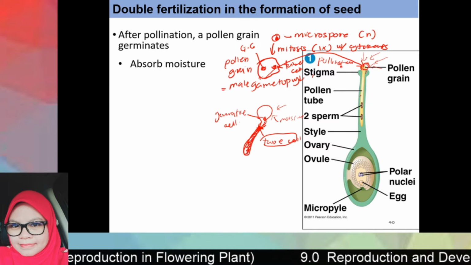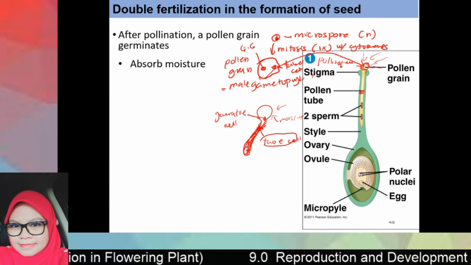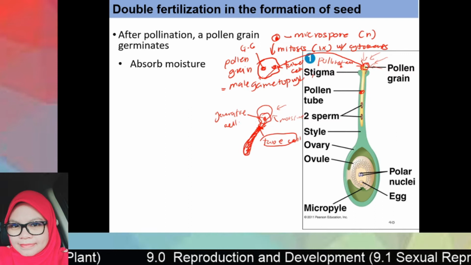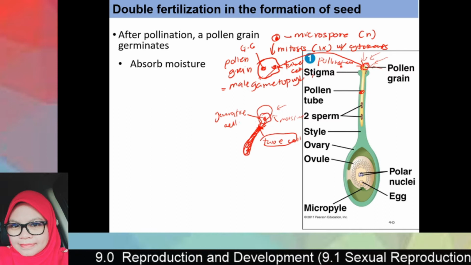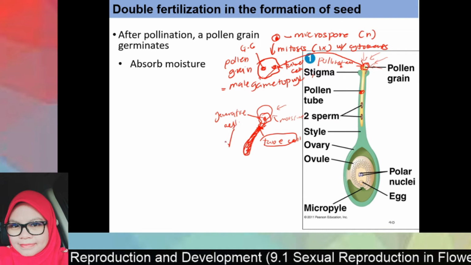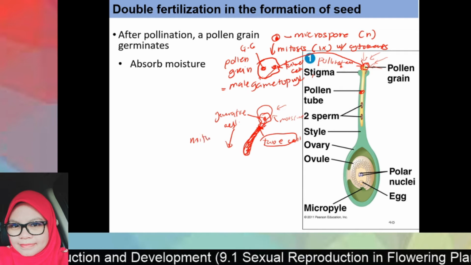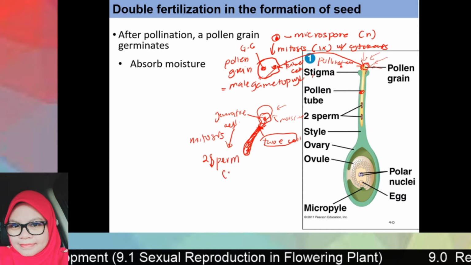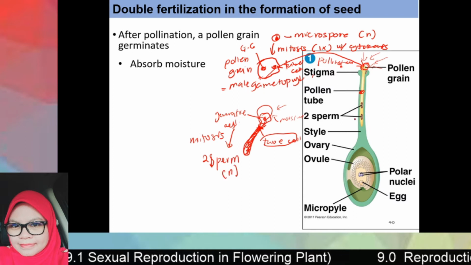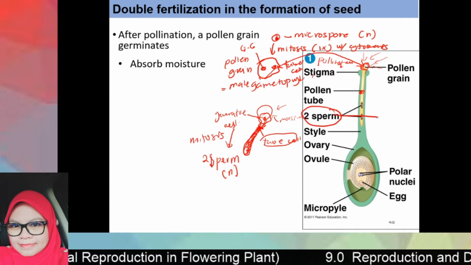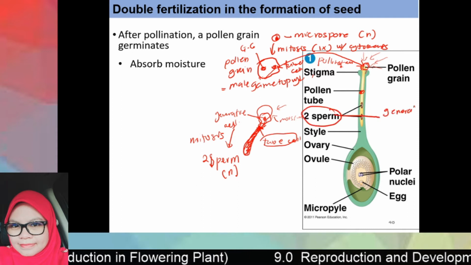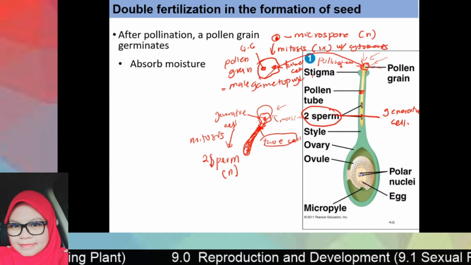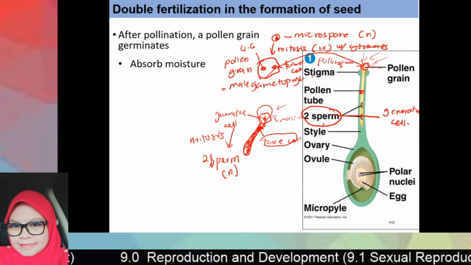See, this pollen tube is derived from the tube cell. And how about the generative cell? The generative cell will undergo mitosis, and it will form two sperm. So these two sperm are derived from the generative cell. So we already have the sperm, which is the male gamete.